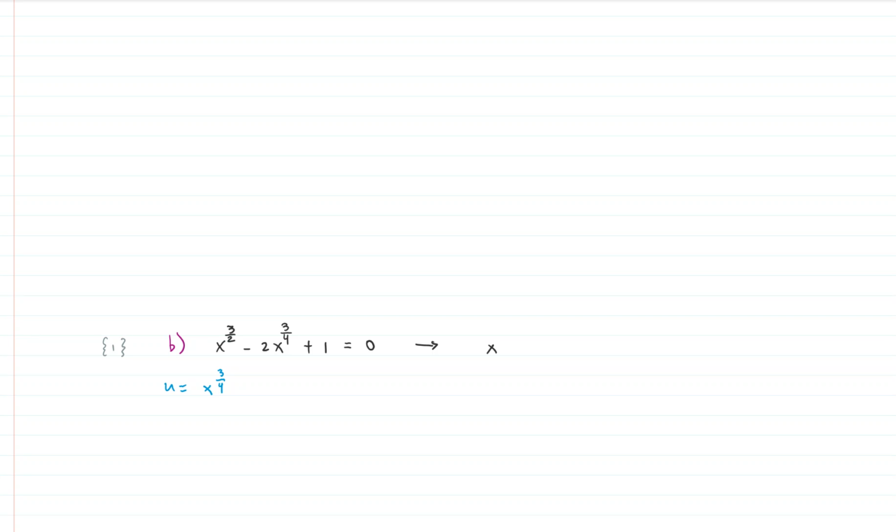We notice that (x to the 3/4) squared minus 2 times x to the 3/4 plus 1 equals 0. Notice here, I have x to the 3/4. Let's change that to red. Let's change this x to the 3/4 also to red.